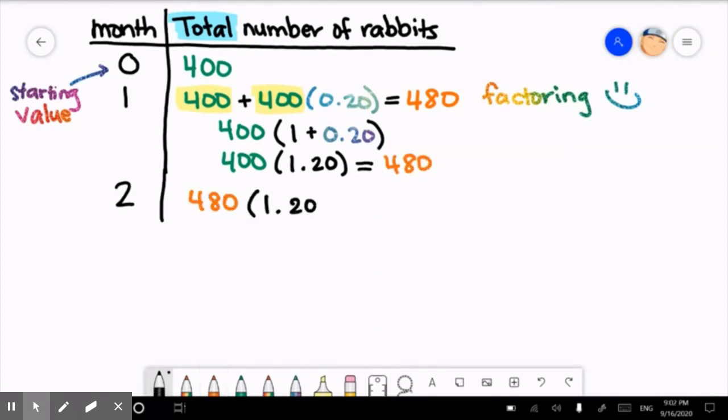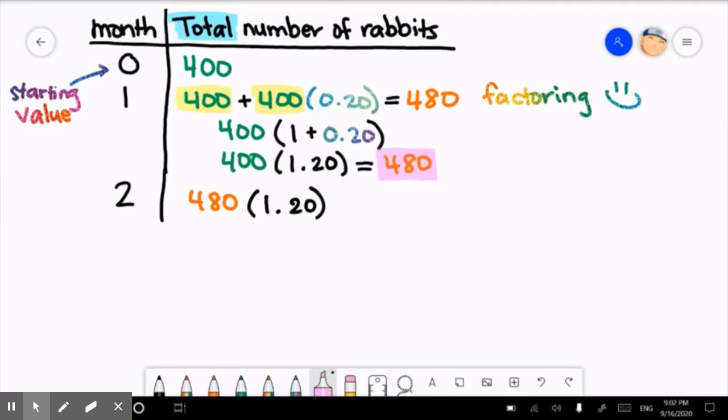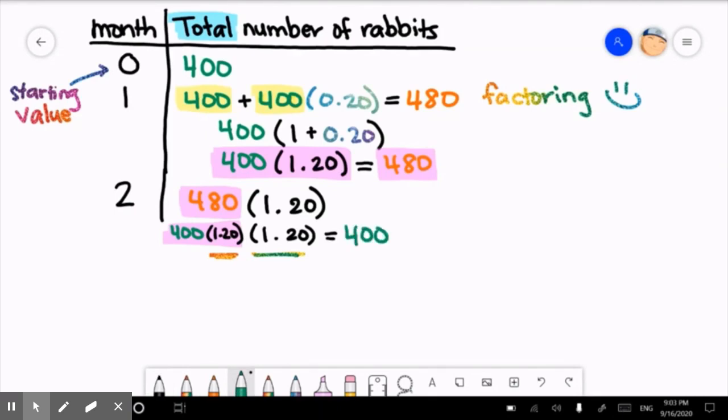We'll take the 480 from the previous month and multiply it by 1.20 again. But this time, let's replace the 480 with the 400 times 1.20. After substituting this, we might notice that now we have two 1.20s. And if we use our knowledge of exponents, we can rewrite this.